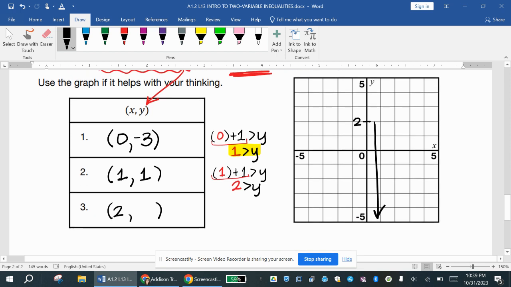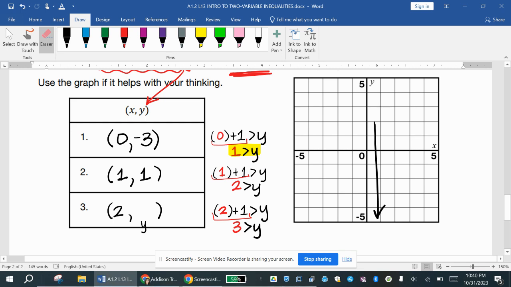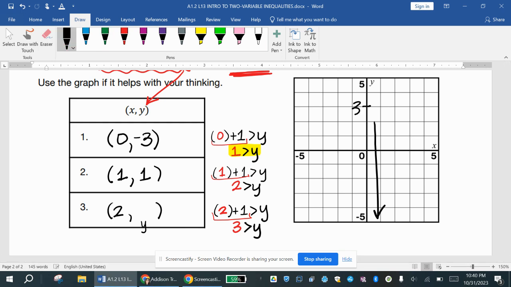Remember, there's more than one answer. You could have picked -4. You could have picked -20, right? Isn't -20 smaller than 2? Okay, last but not least, I'm going to substitute an x value of 2. 2 plus 1 is 3. So I want a y value to be smaller than 3, right? Because this is saying 3 is greater than the y value. So as you choose your y value, you got to make sure that 3 is bigger. So now we're looking from 3 and lower.